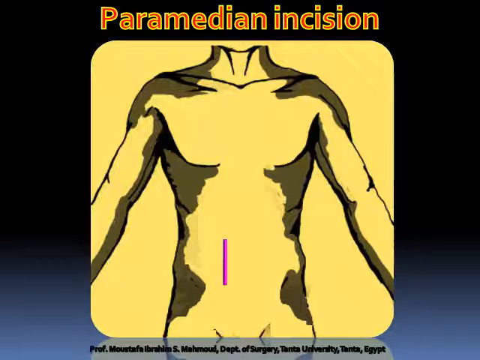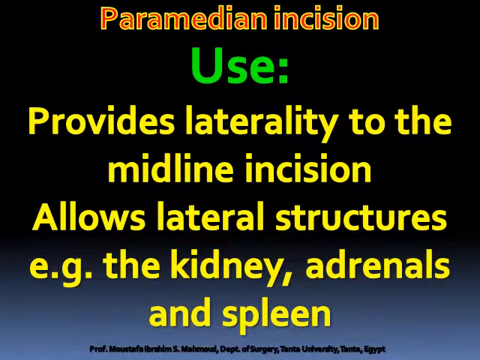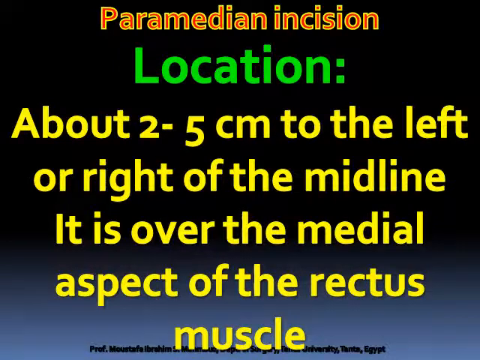The paramedian incision. Its use: it provides laterality to the midline incision, allowing access to lateral structures like the kidneys, adrenals, and spleen. Its location is about 2 to 5 centimeters to the left or right of the midline, over the medial aspect of the rectus muscle.